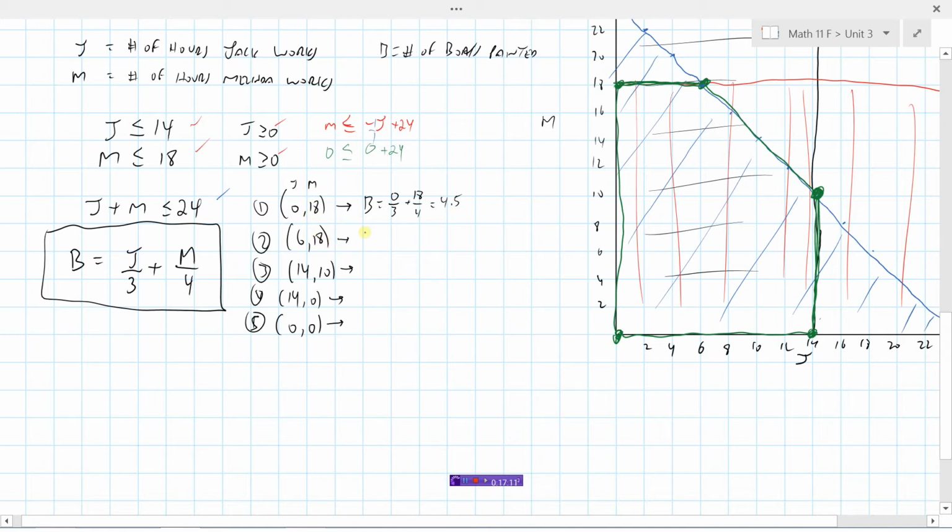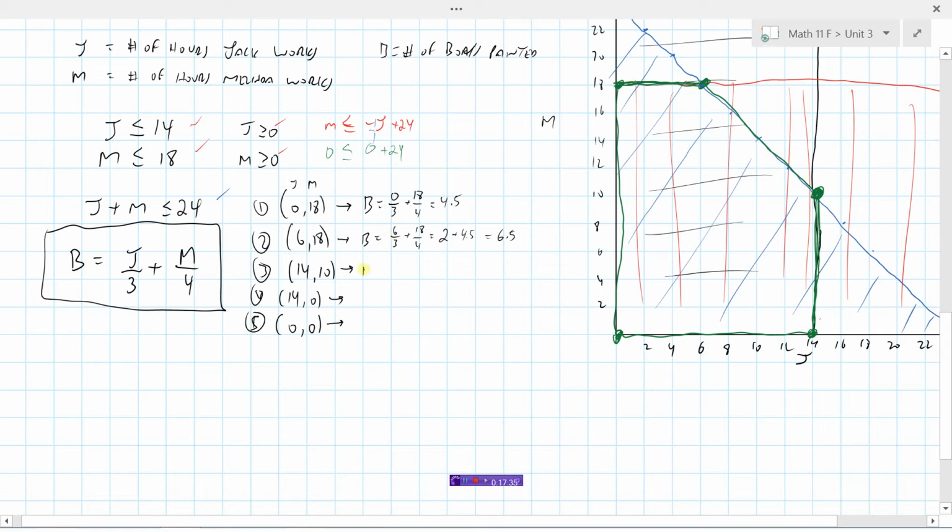For the next one, we're going to put 6 hours in for Jack and 18 hours in for Melinda. Now Jack would be painting 2 boats, and Melinda is going to be painting 4.5 boats. So now we get a total of 6.5 boats painted. So this is a better situation.